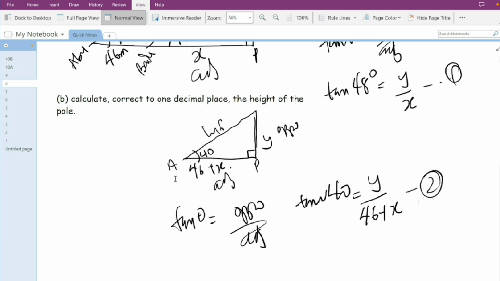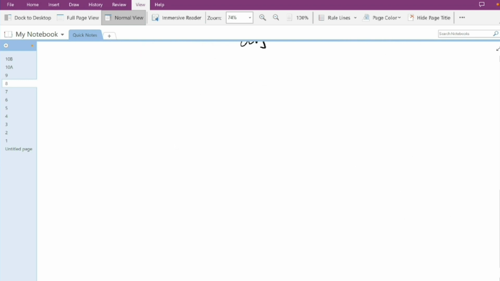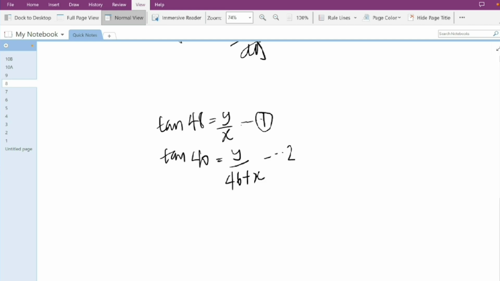We can now rewrite equation 1 and 2, then solve for y, since it says find the height of the pole. The height of the pole is y. If you solve for x first, you waste time, then you now have to solve for y. You are asked to find y, so you can eliminate x by making x subject of formula, then you find your y. So let's rewrite equation 1 and 2. Now we have our equation 1 and we have our equation 2.